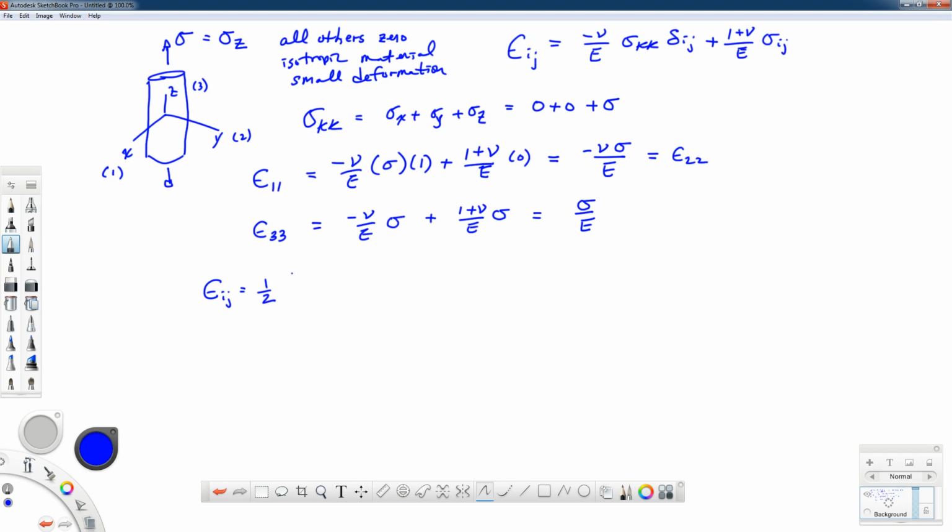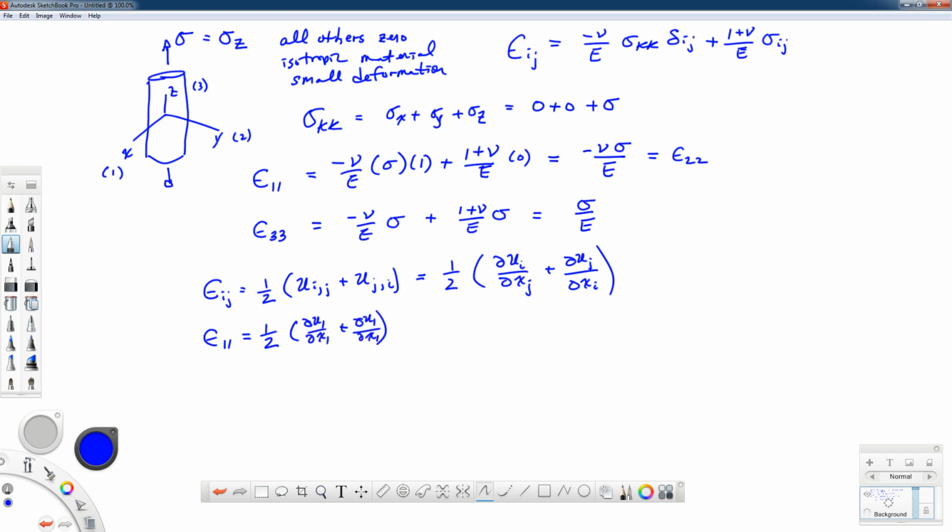Epsilon ij is equal to 1/2 u i comma j plus u j comma i, or if we were to expand this out, instead of using the comma for the partial derivative, we can write it as partial of u sub i with respect to x sub j plus the partial of u sub j with respect to x sub i. So the strain epsilon 1-1 is going to be equal to 1/2 partial of u1 with respect to x1 plus the partial of u1 with respect to x1. There's two of those, so this reduces down to partial of u1 with respect to x1.